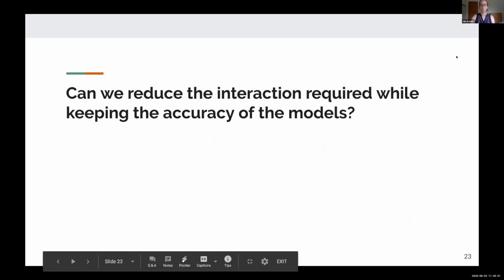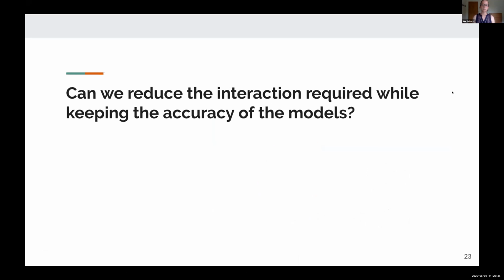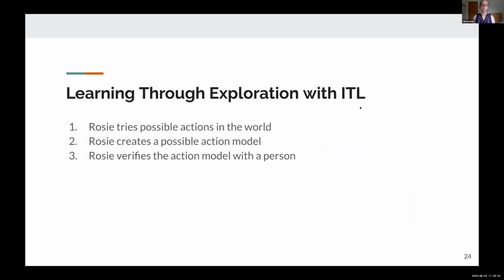Another question: can we reduce the interaction required while keeping the accuracy of the models? The way I found to do this is learning through exploration with interactive task learning. This way, Rosie can try possible actions in the world and create a possible action model, but in order to keep the accuracy of the models, Rosie then verifies the action model with the person. This prevents needing thousands of examples, but still enables Rosie to learn some things on her own.